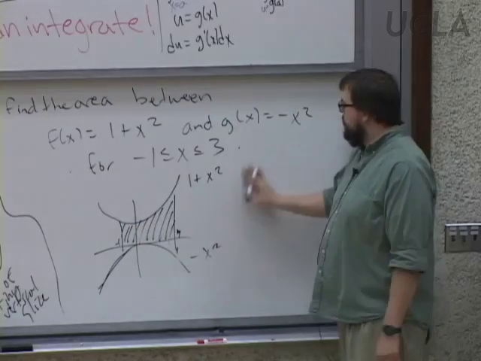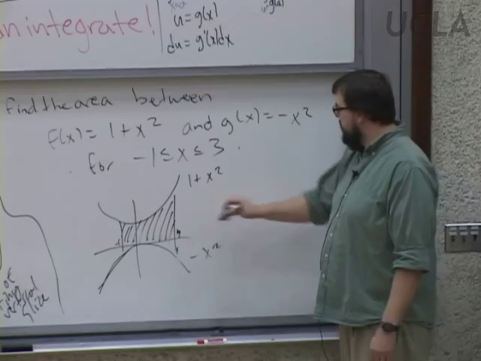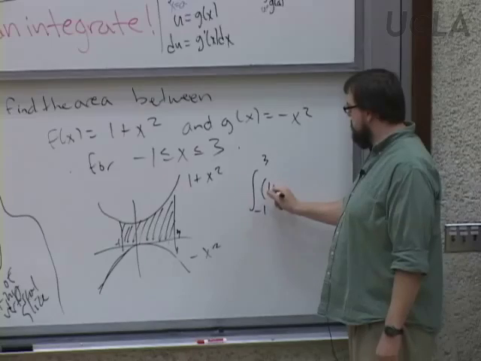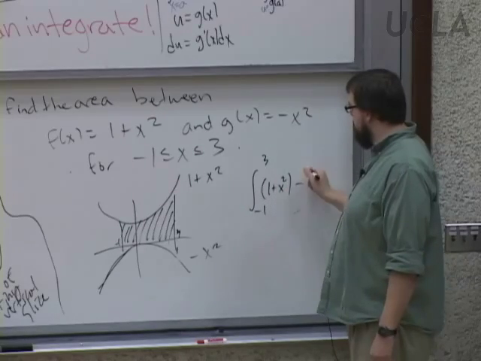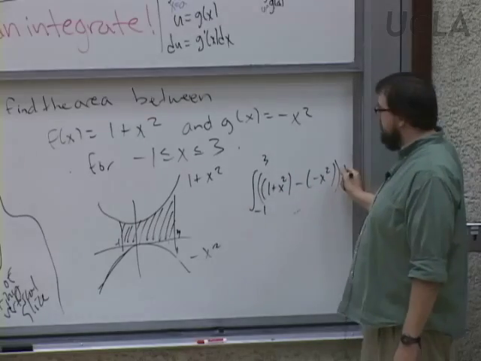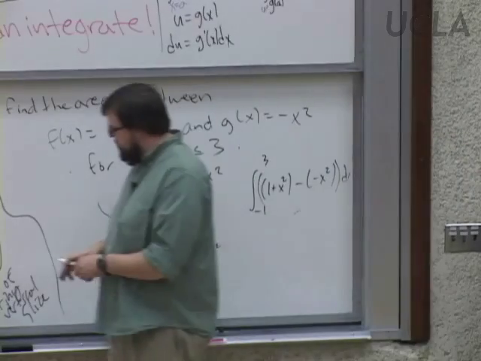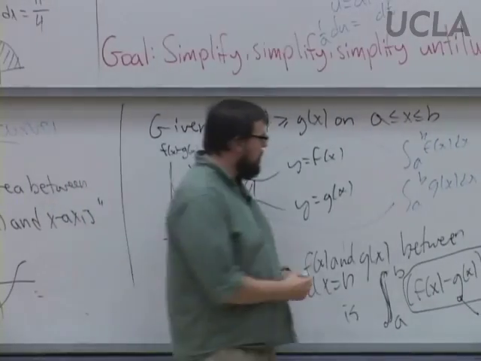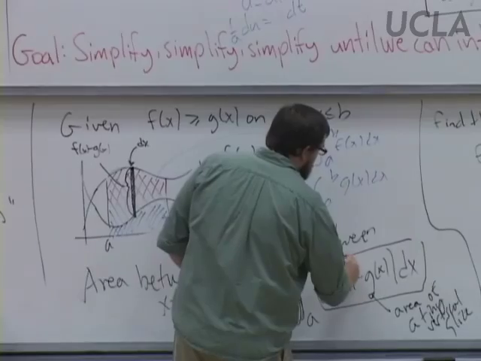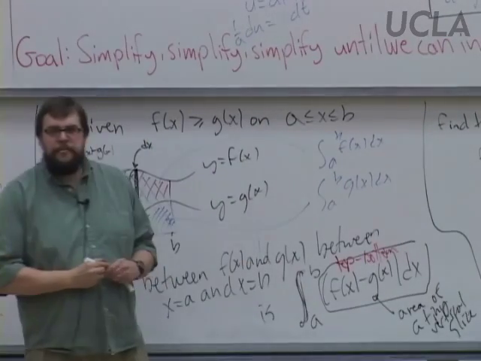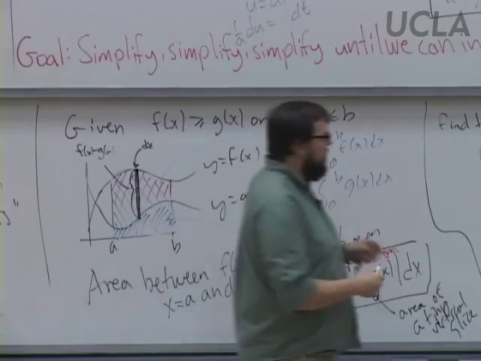So now we can see which one's on top. We see what our bounds are. So it's going to go from -1 up to 3. The top function, 1 plus x squared minus the bottom function, dx. So I guess I should also point this out. Another way to remember it is instead of thinking of it as f of x minus g of x, just think of it as the top minus the bottom. Whichever function's on the top, subtract whichever function's on the bottom. That just gives you the height.